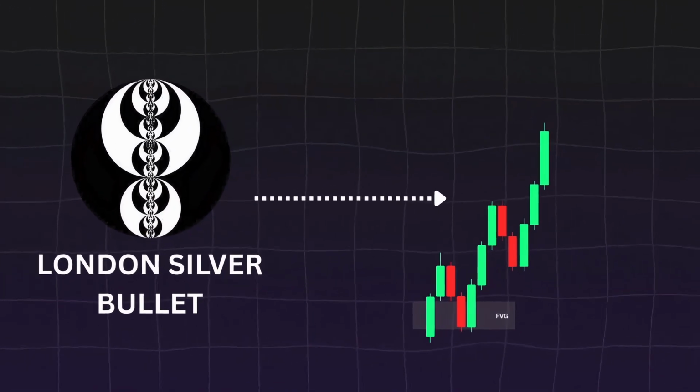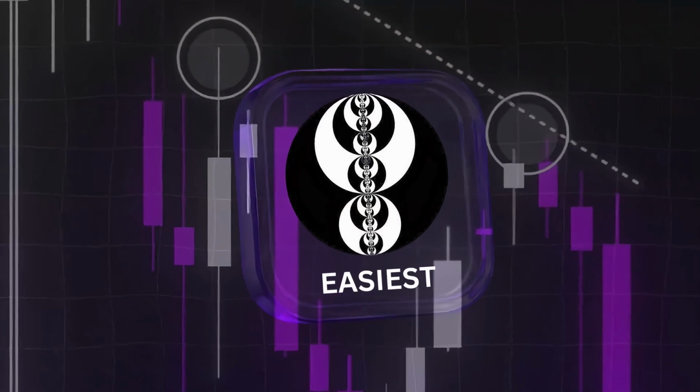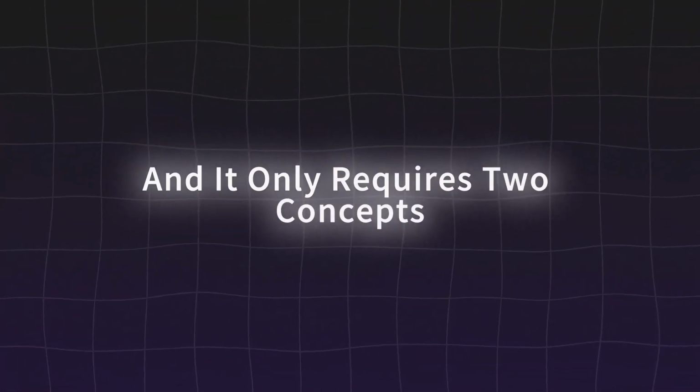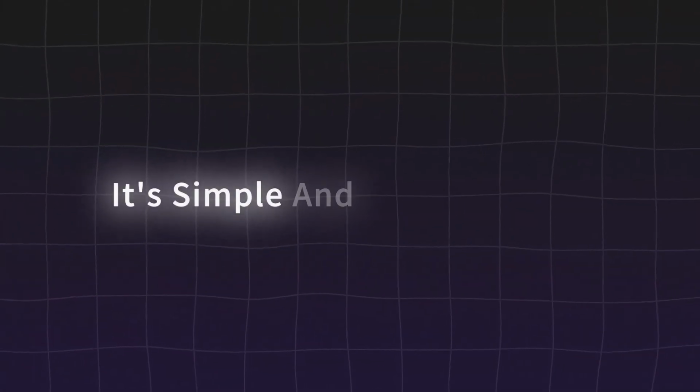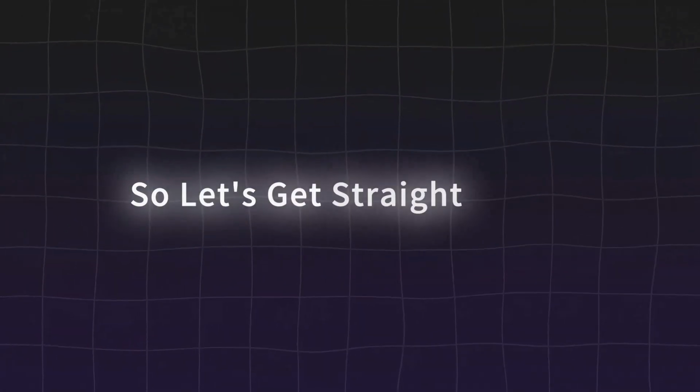In this video, I'll break down the ICT Classic London Silver Bullet strategy. This is one of the easiest trading models you can use, and it only requires two concepts: liquidity and fair value gaps. It's simple and very powerful, so let's get straight into it.